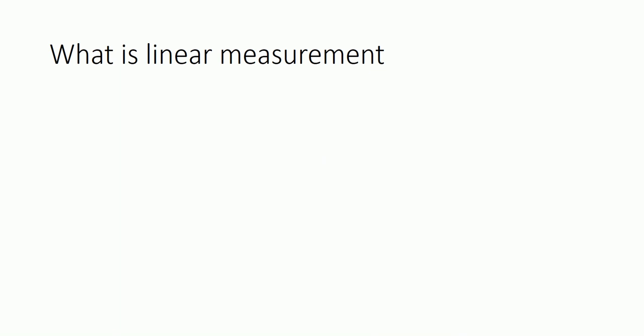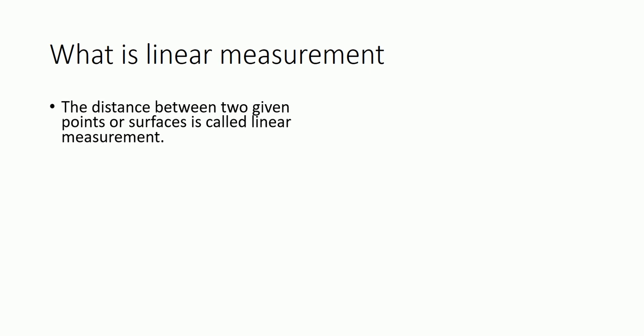First of all, we will see what is linear measurement. The distance between two given points or surfaces is called linear measurement. So what is linear measurement? It is nothing but the distance between two given points, or it may be the distance between two given surfaces.